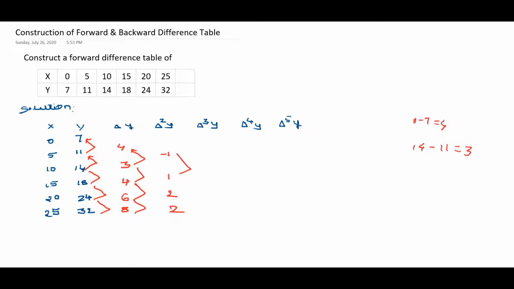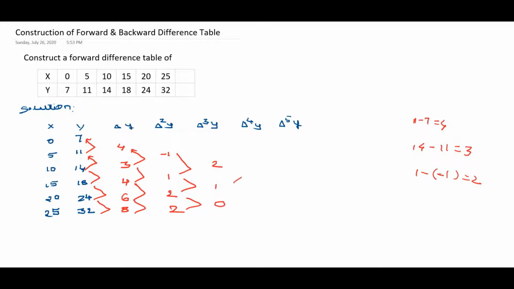To find third difference, 1 minus minus 1, so you will get 2. That is second term minus first term is equal to 2. This is 2 minus 1 is equal to 1. 2 minus 2 is equal to 0.